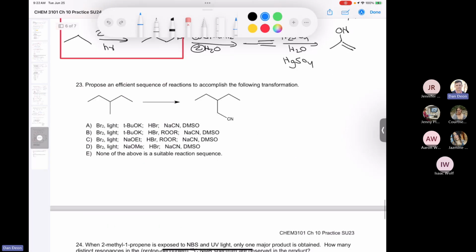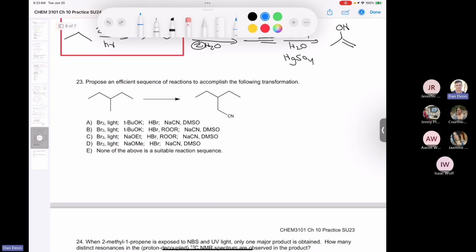Number 23, propose an efficient synthesis for this one here. So we want to make this nitrile. We could make that nitrile from an SN2 reaction if we had this alkyl bromide, then we could just use sodium cyanide, right? And we would displace it. So we look at all of them, and they all end with sodium cyanide, and they all start with bromine and light.